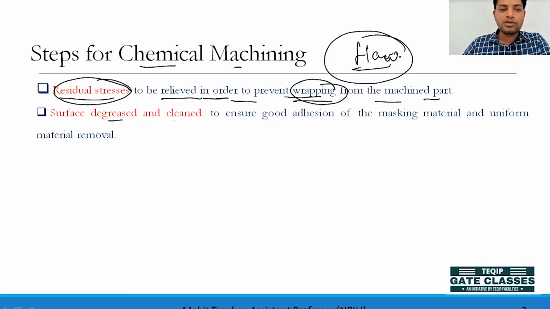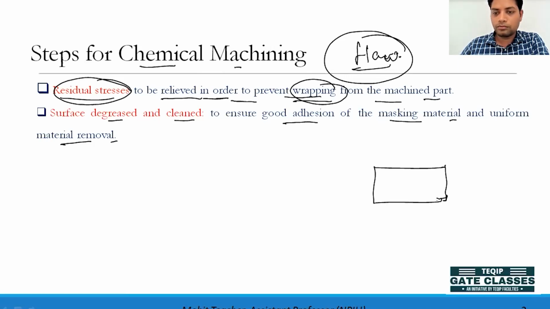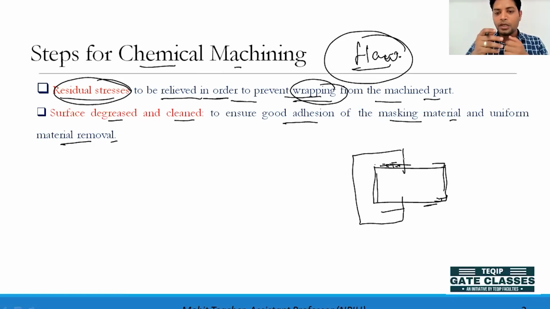Okay, next is surface degreasing or cleaning. The purpose is to ensure good adhesion of the masking material and uniform material removal. For example, if this is the workpiece surface and we are fixing the mask here, and it is not cleaned properly or some grease is there, what will happen? Grease is basically used to reduce friction. We want a strong bonding between the mask and the workpiece material. If there is grease, it will weaken the bonding between the workpiece and the mask. So the chemical solution can seep in between these two surfaces, and that will again damage the workpiece.